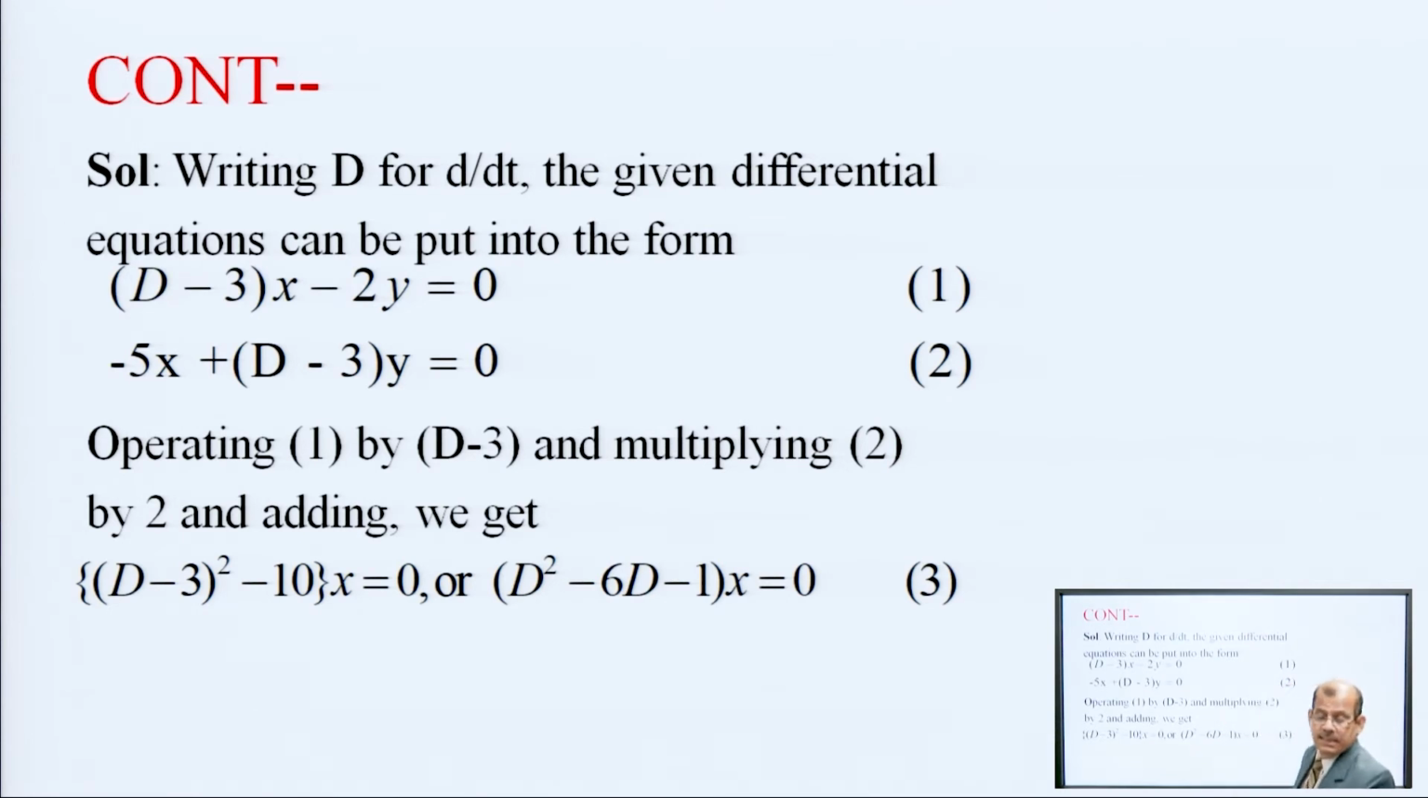Writing D for d by dt, the given differential equations can be put into the form (D minus 3)x minus 2y is equal to 0 and minus 5x plus (D minus 3)y is equal to 0. Operating the first by (D minus 3) and multiplying the second by 2 and adding, we get (D minus 3) whole square, and the terms in 2(D minus 3)y cancel out.